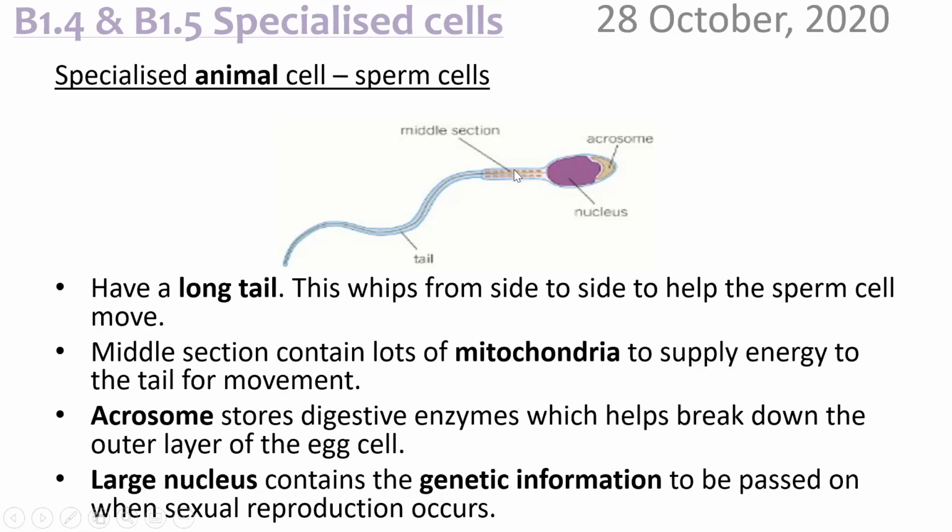And the middle section, again, has lots of mitochondria to supply energy to the tail, because you've got to make it move. The sperm cell is one of the smallest cells in the human body. It's very, very tiny. You have to have a very special microscope to see one. A little bit of extra information: it's called an acrosome. It stores digestive enzymes, which help break down the outer layer of the egg cell. So when the male sperm cell meets the female egg cell, it breaks down the outer layer. And a large nucleus, look at the nucleus, it's huge compared to the rest of the cell, contains the genetic information to be passed on when sexual reproduction occurs.